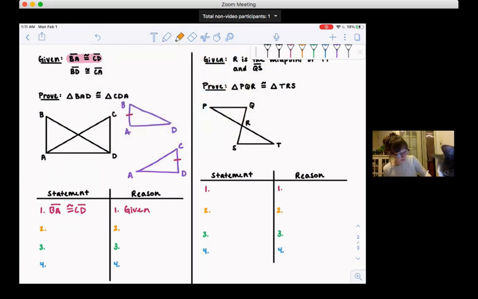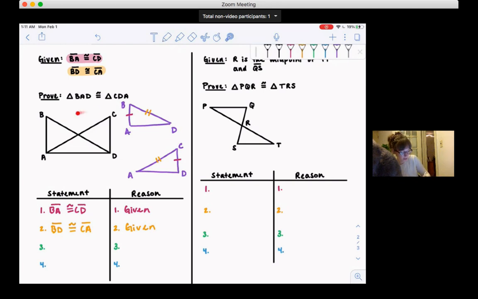Okay, I have another match in my given, BD and CA. So I'm going to mark that on the figure with tick marks, BD and CA, and then I'm going to put it in the proof. BD is congruent to CA, and the reason I know this is that it was also given to me. Okay, so we've got two matches for these triangles. We need a third match.